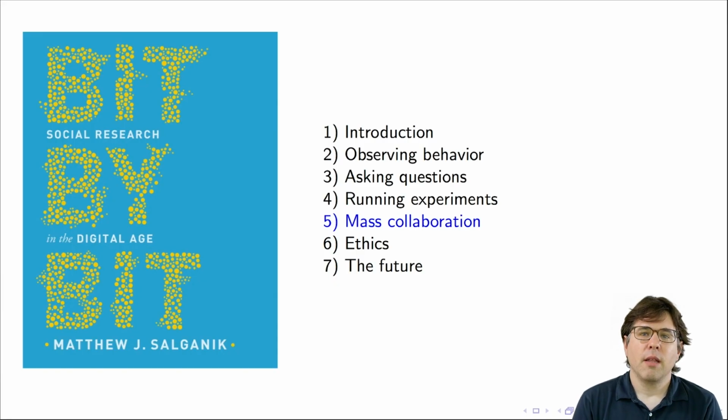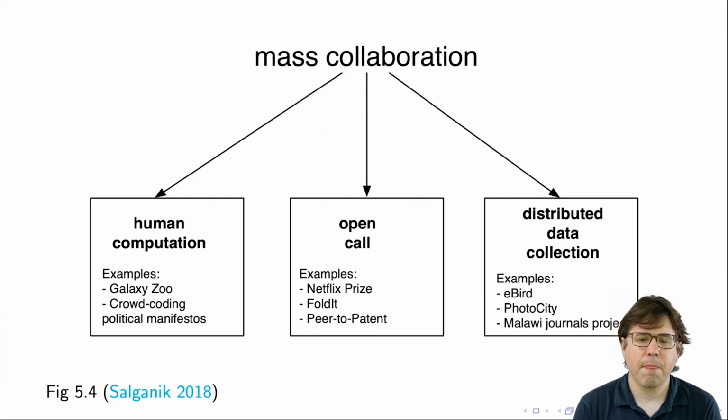Hello, this is the fifth in a series of videos about mass collaboration. This video is about the Fragile Families Challenge, a research project I've been working on for the last several years. This video builds on material in Chapter 5 of Bit by Bit, so before watching it, you should watch the previous videos in the series or read Chapter 5.